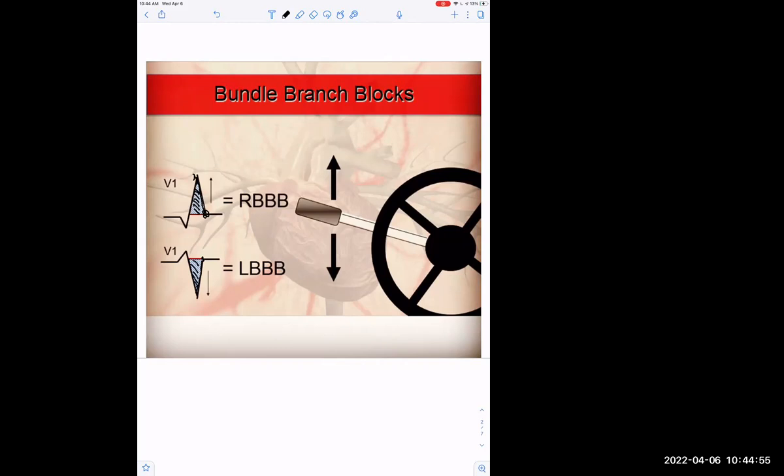And this makes sense in reference to the turn signals, because when we're driving a car, if we want to make a right turn, we push the turn signal lever up to turn right, and we push the turn signal lever down to turn left. So that's an easy way to remember the difference between a right and left bundle branch block, again looking at V1. All right, we'll use that turn signal method utilizing V1.